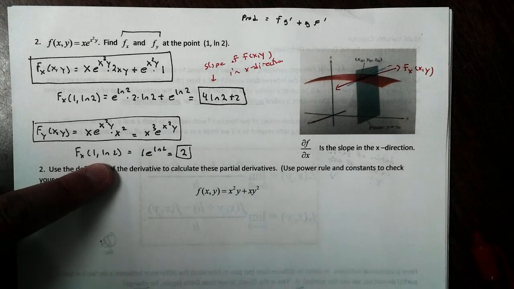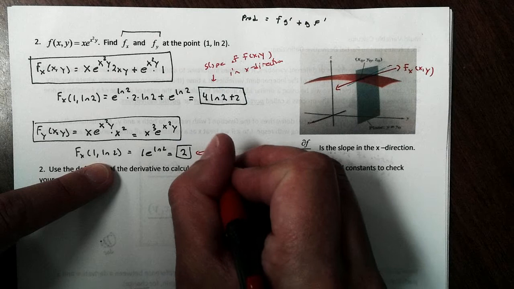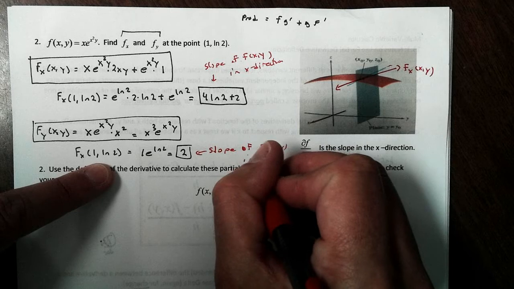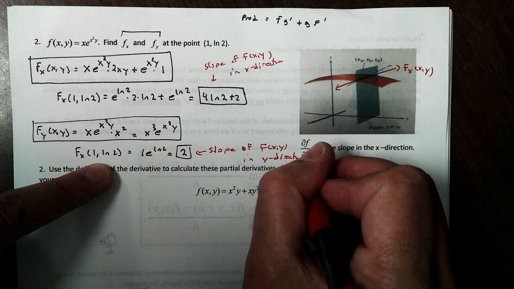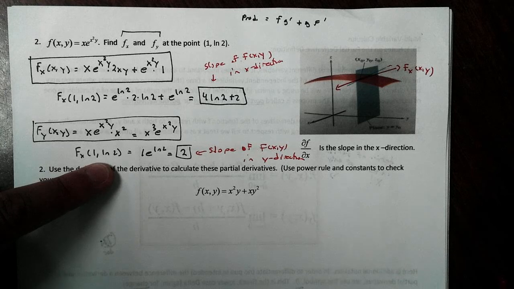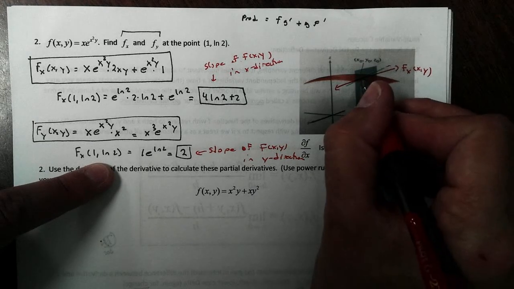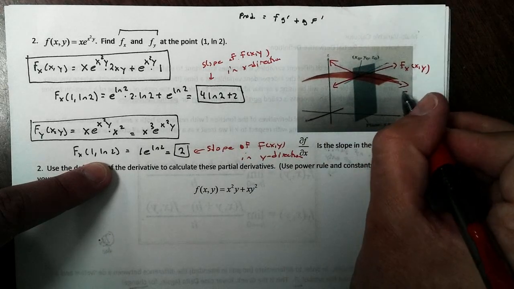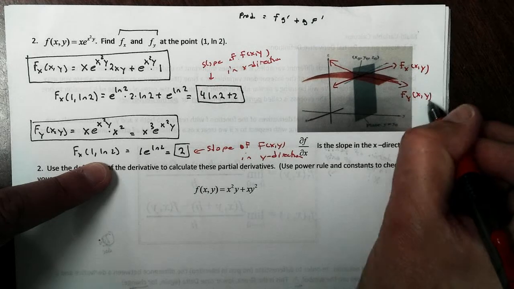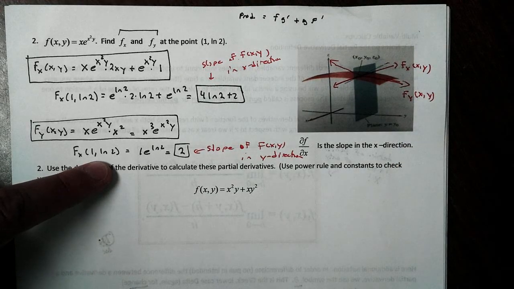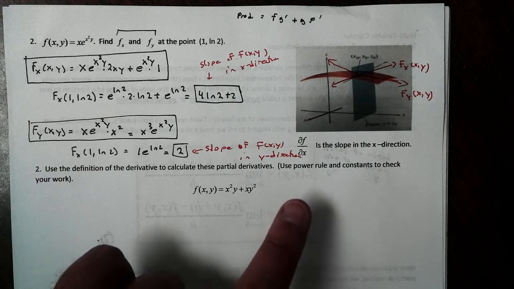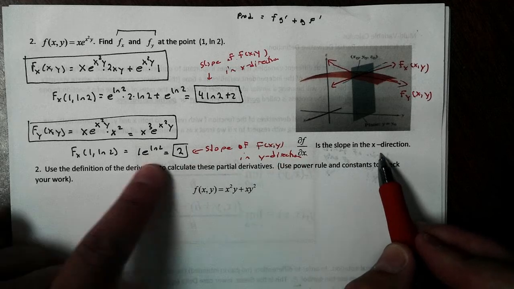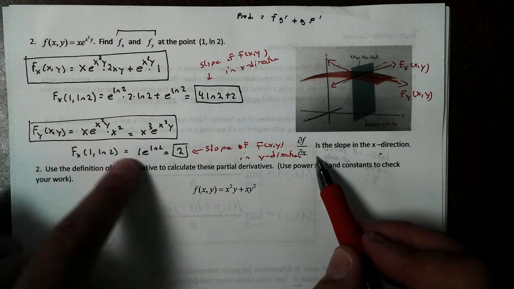So again, what does this tell us? This is the slope of our function in the y direction. In other words, if we go here, there's my y-axis. If we go in the y direction, this is the slope of that tangent line in the y direction right there, not drawn to scale. So that's what this is telling us. The partial of f with respect to x is the slope in the x direction. The partial of f with respect to y is the slope in the y direction.